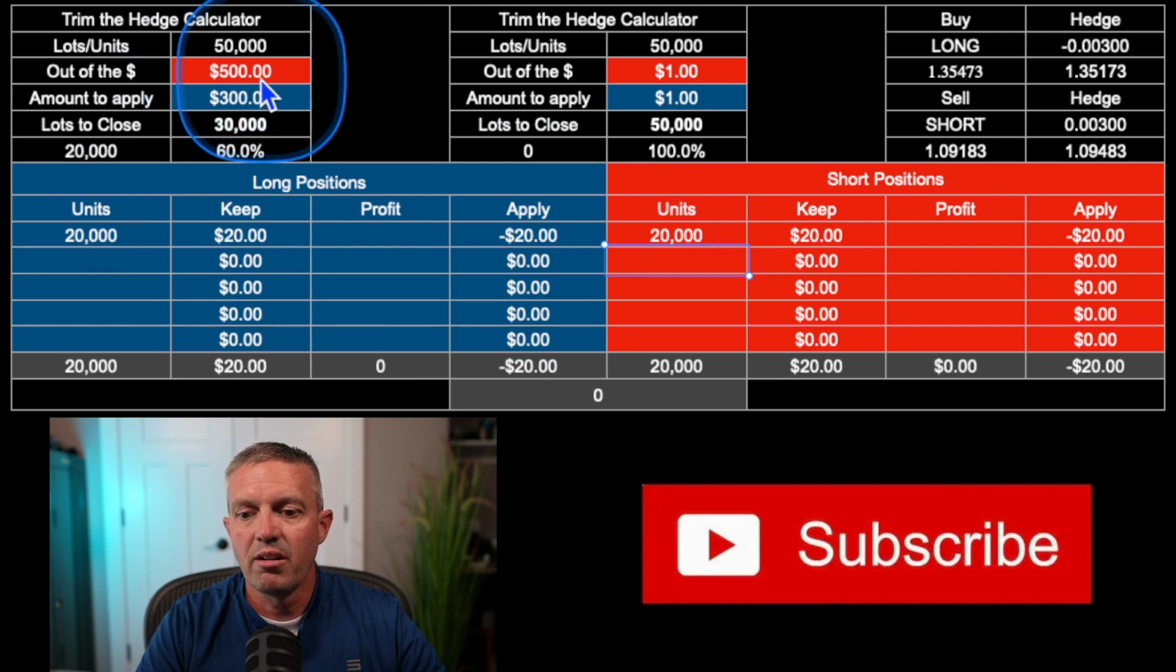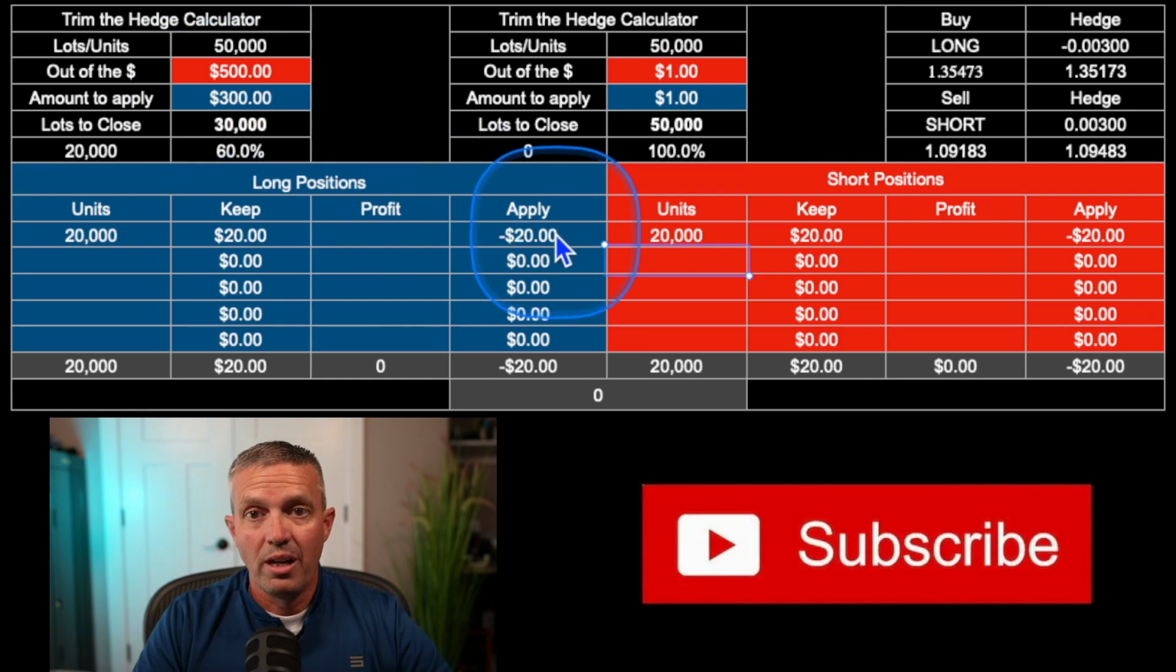Whatever your units are up here, how much you're out of the money, and how much you're going to apply. So that is, in a nutshell, the trim the hedge calculator. The formulas aren't fancy, this is not really fancy math. All you're trying to do is have a tool set up that you can put those units in, and you can put how much you're going to apply to it, and it'll tell you how many to close so that you can make sure you have a bigger profit and a smaller loss and a net profit. That is how trimming the hedge works. So I hope this helps.